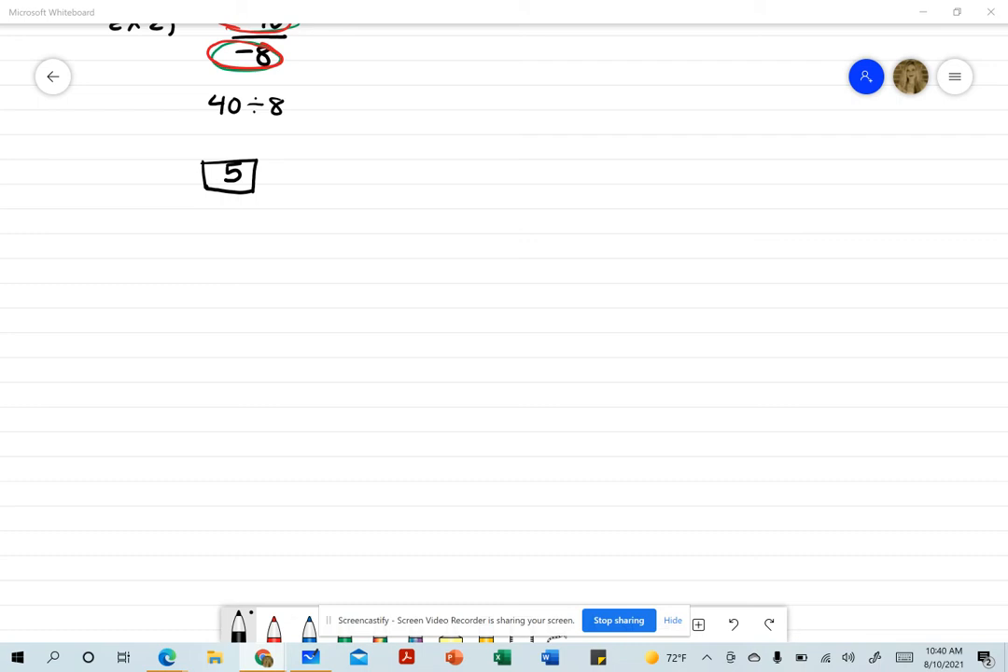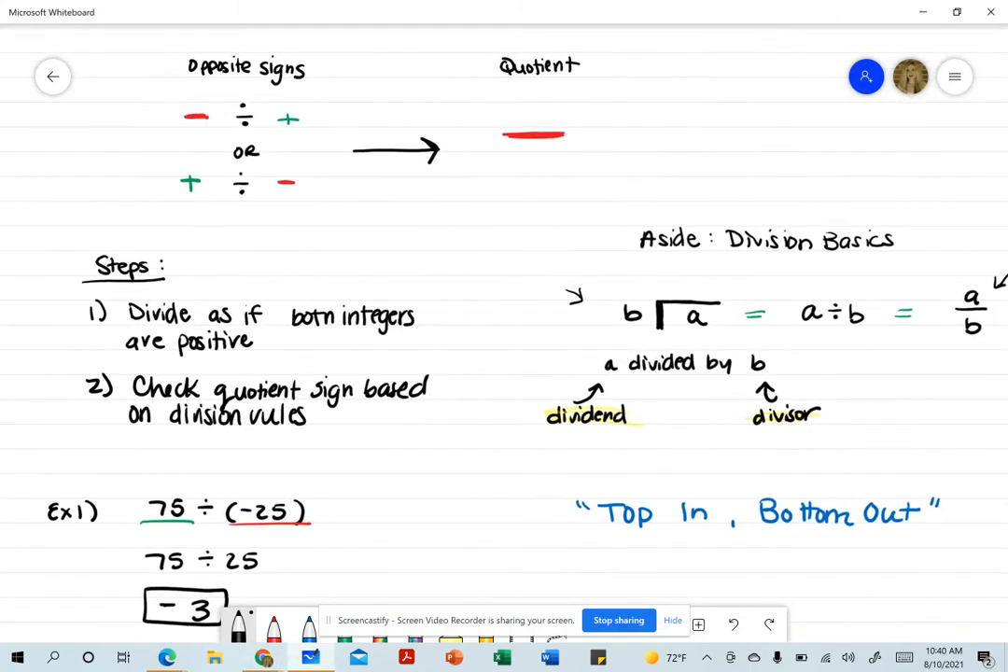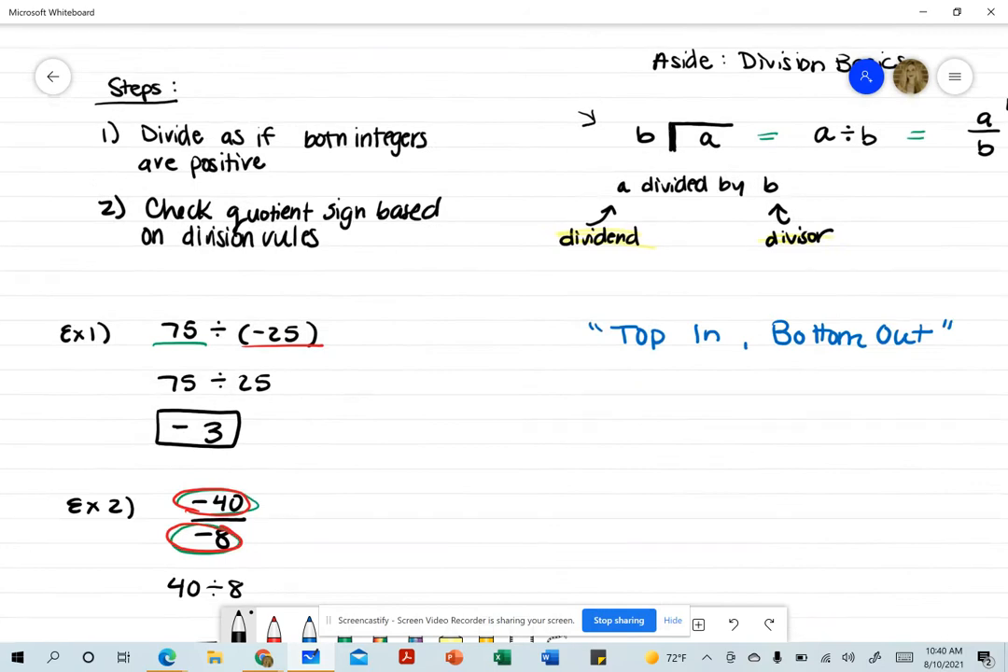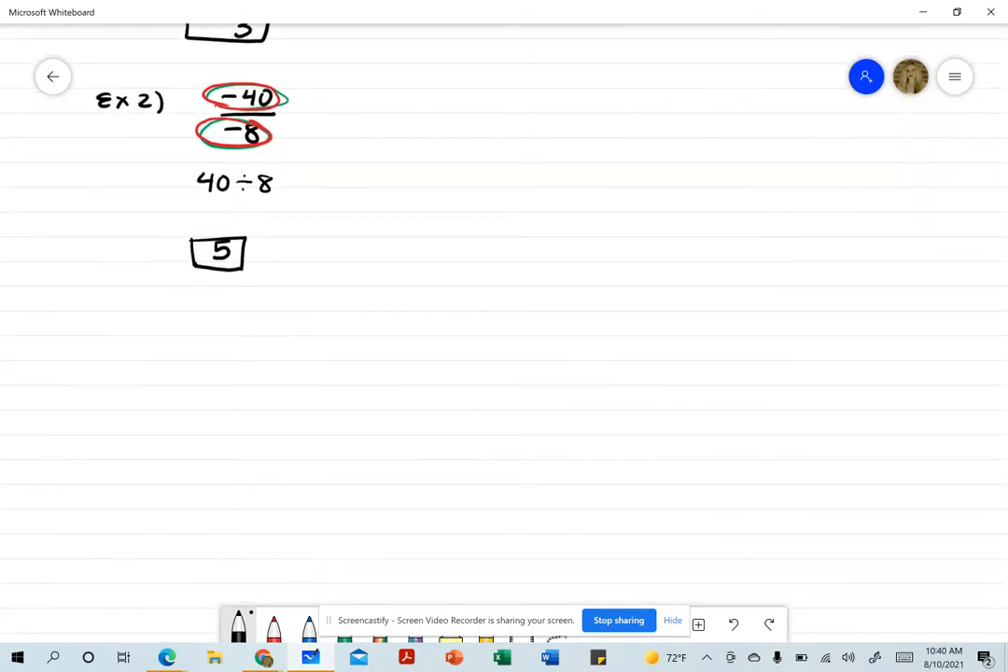Hi class, so we're still in dividing integers notes. We're now just in the second part of those notes. So if you notice, I'm still on my same notebook page of division, right? But I'm just going down because I have a new subheading.